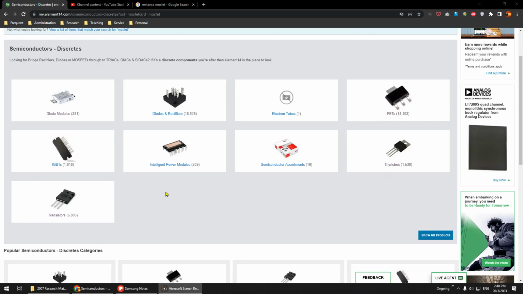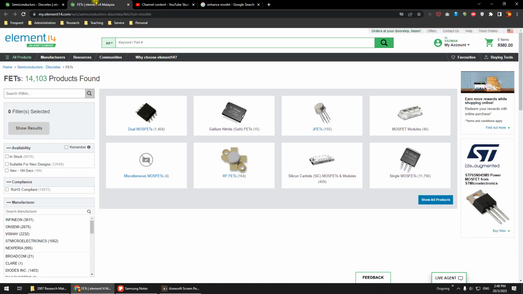Sorry, it should not be transistor. It should be FET. MOSFET is under FET, so you should click the MOSFET. And this one is the expensive one, like I said before. This one is much more efficient, very efficient. For silicon the voltage drop is 0.7 volt, but this one is only 0.4, around that. So if you want to focus on that, you can choose this, but it's very expensive. Silicon carbide is also quite expensive.